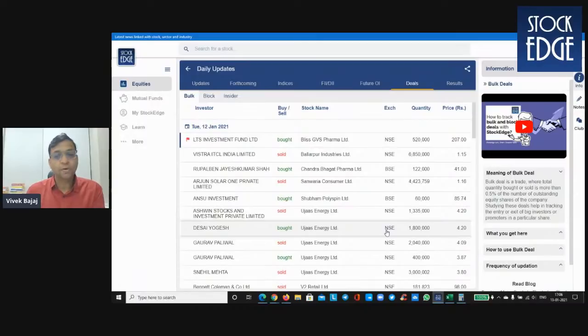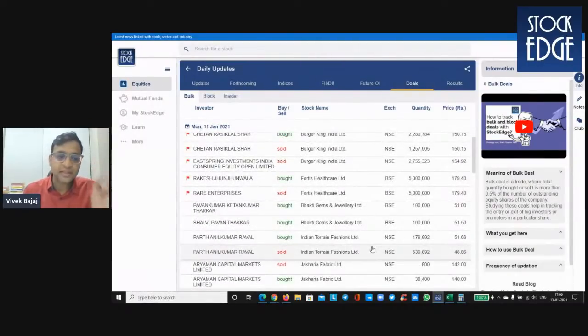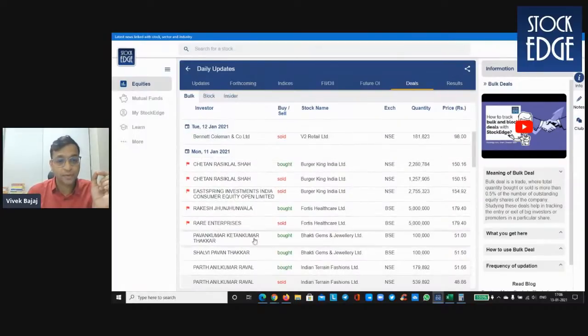So I hope this concept of bulk deal is clear to everyone, that any significant trade which has happened. For example, Rakesh Jhunjhunwala bought Fortis worth 50 lakh shares at the rate of 179. But you will also have to see who sold. Rare Enterprise sold. If you don't know about this, Rare Enterprise belongs to Rakesh Jhunjhunwala, right? So it's basically an intercompany transfer. Why has an intercompany or inter-people transfer happened? Maybe some kind of a tax adjustment, maybe some kind of a capital adjustment. That is not material.